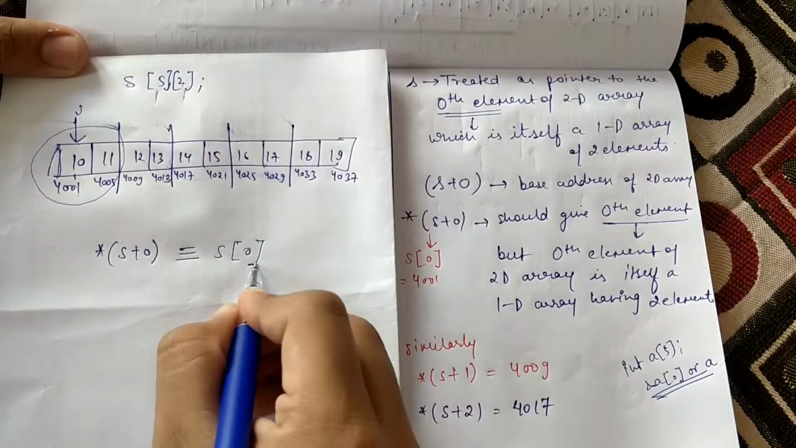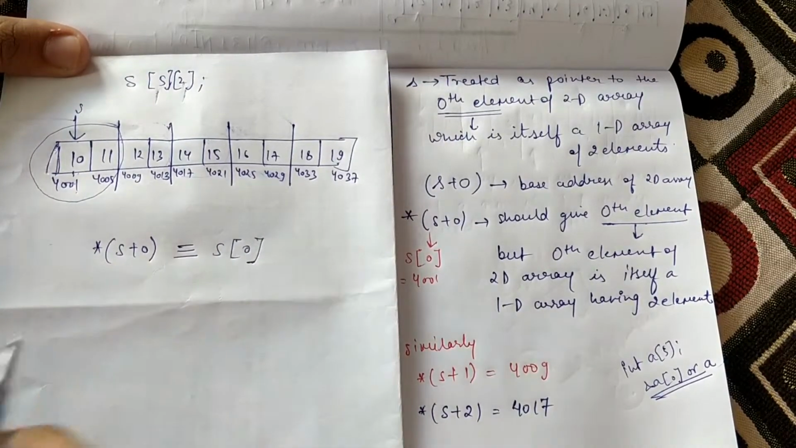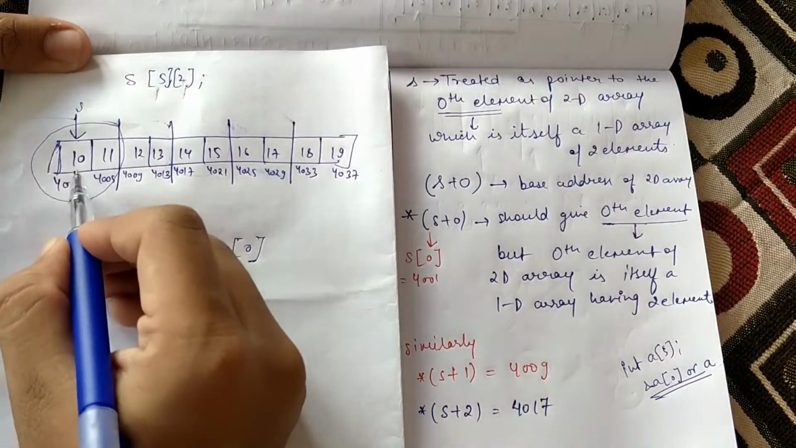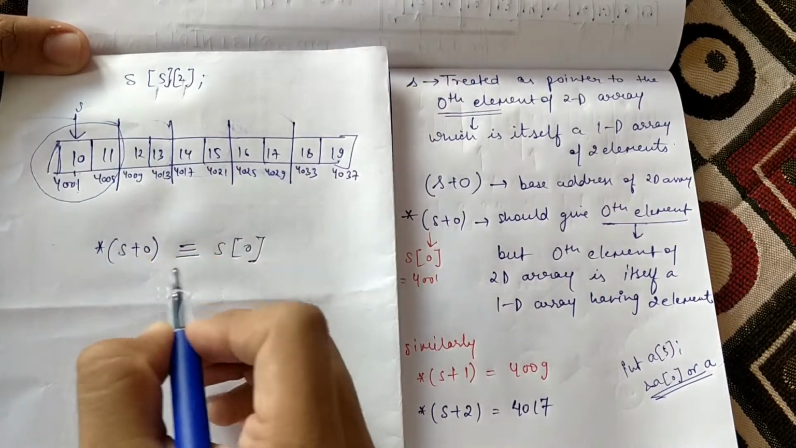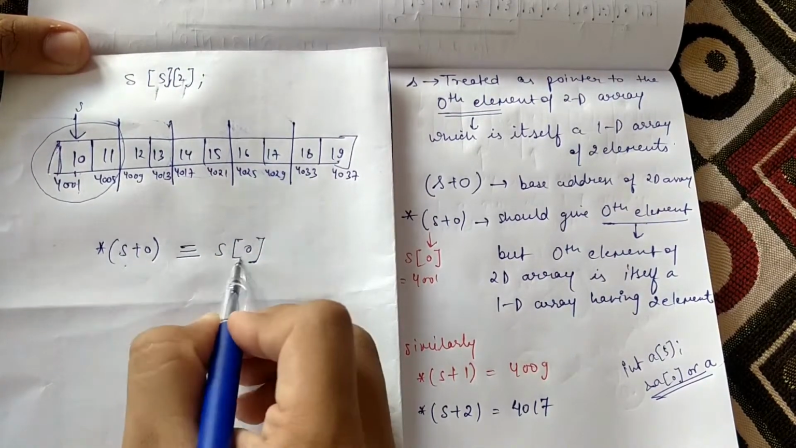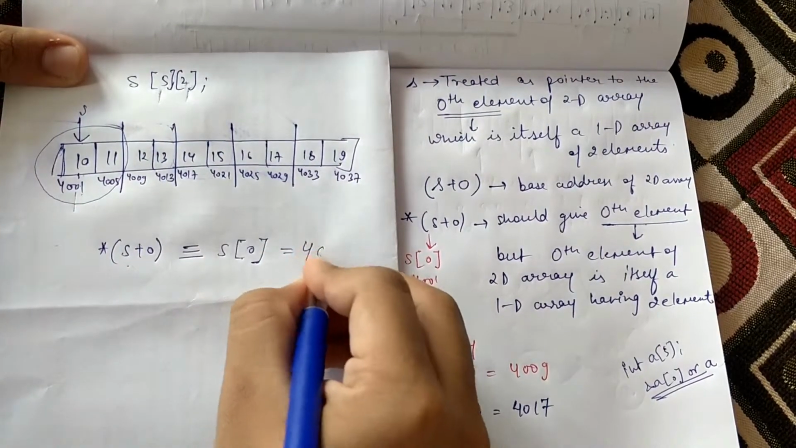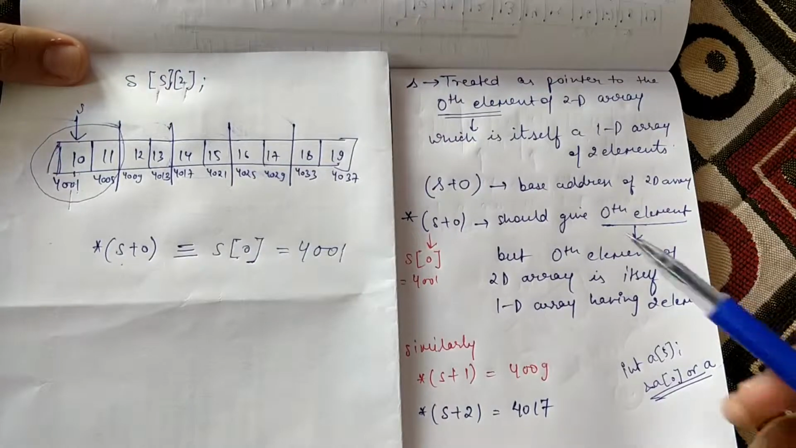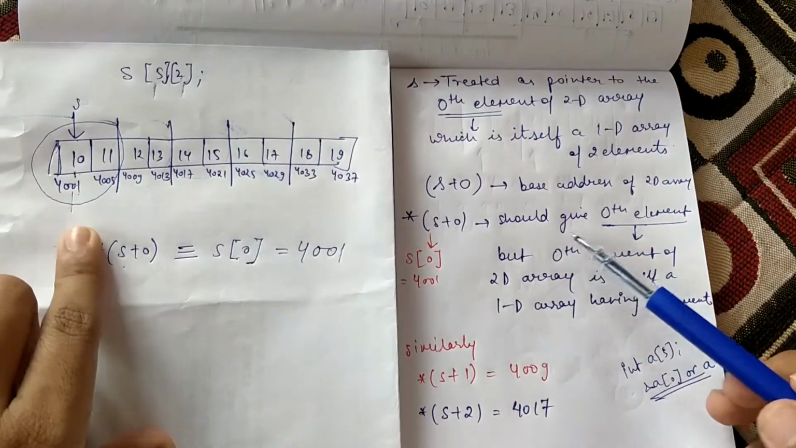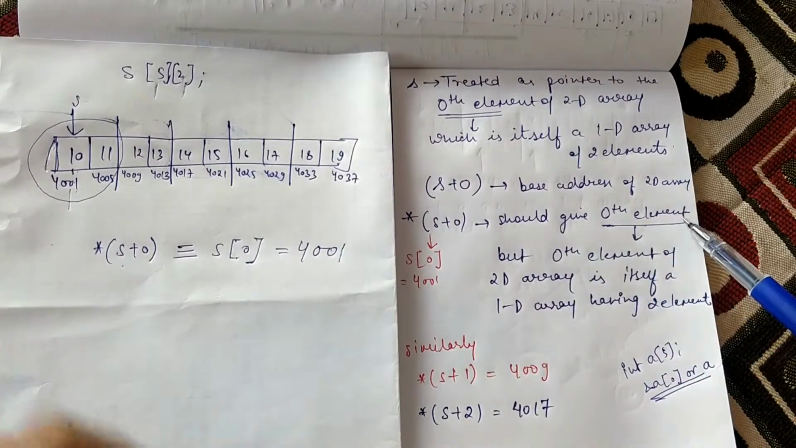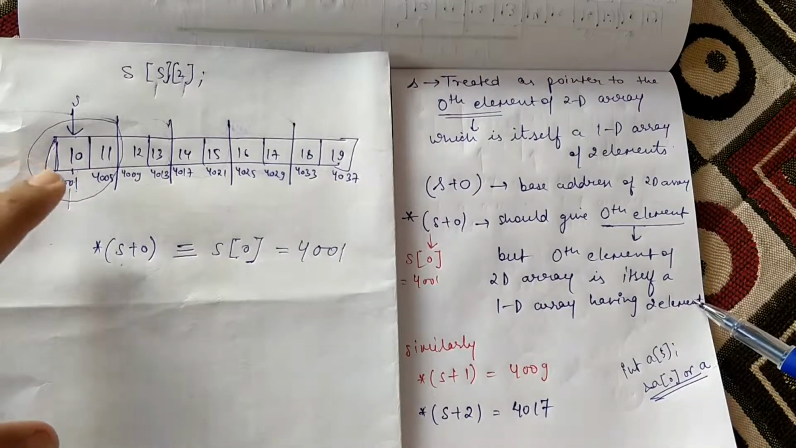If you don't know this, I'll give the link in the description, you can see that. So this is equivalent to s of 0, and what is s of 0 in this case? s of 0 is representing the 0th 1D array. So the 0th 1D array is this. We can write this or this, both notations are the same, and s of 0 is 4001. So this is 4001, this is the address here. So we should say the 0th element, because the 0th element of a 2D array is itself a 1D array having 2 elements each. This is what I have told here.